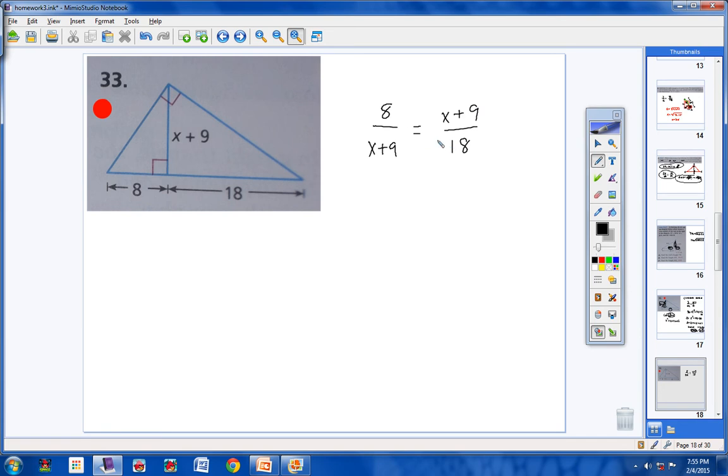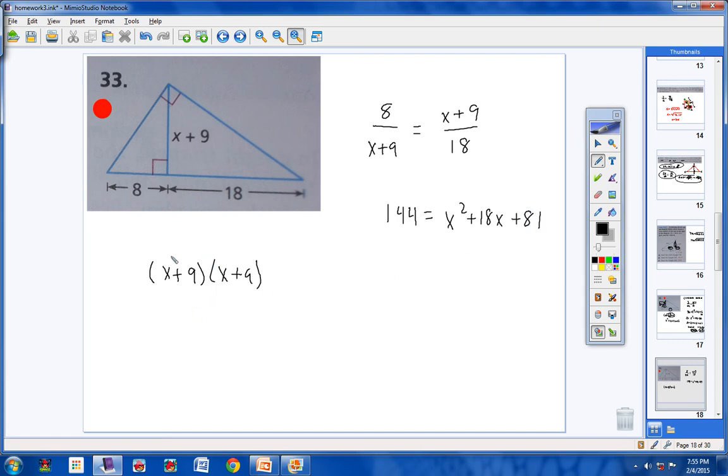8 times 18 is going to give you 144. And x plus 9 times x plus 9. Now, we're going to do some more of these in numbers 34 and 35. This will be the last time that I come down here and do this for you, okay? In the other ones, I'm just going to write down what the product would be. Because I can tell you right now, just doing this in my head, it's going to be x squared plus 18x plus 81, okay? But I'm going to show you how I get that. And then from now on, I'm not.